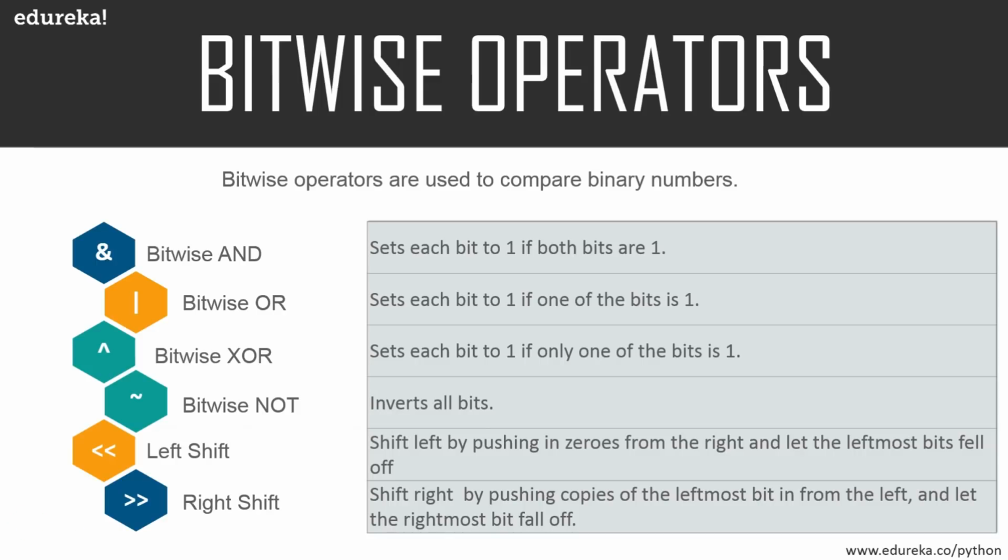And then for the bitwise OR operator, it is going to be 1 if one of the bits is 1. Similarly for XOR, it will set each bit to 1 if only one of the bits is 1. Then we have the bitwise NOT operator, which is going to invert all bits. If we have all bits as 1, it is going to convert all those bits to 0. I've told you about left shift and right shift as well. So this is about operators in Python, guys.